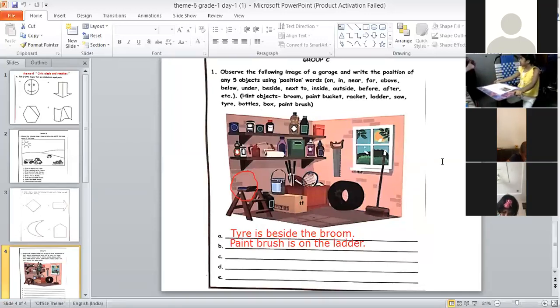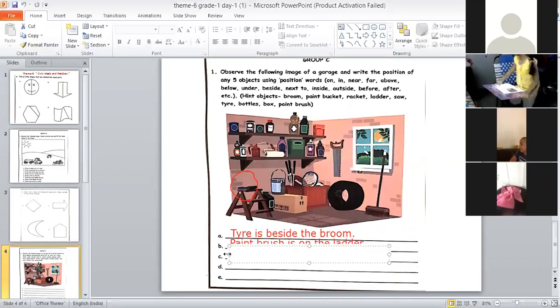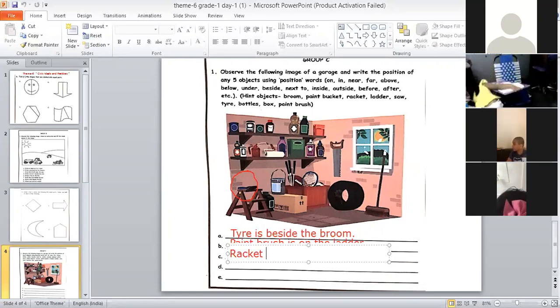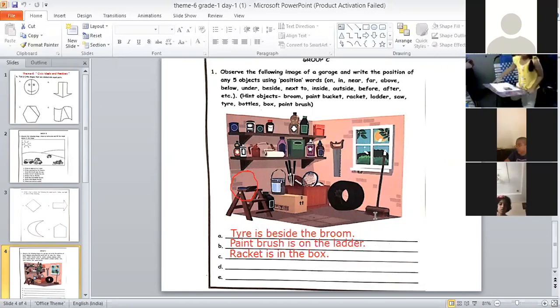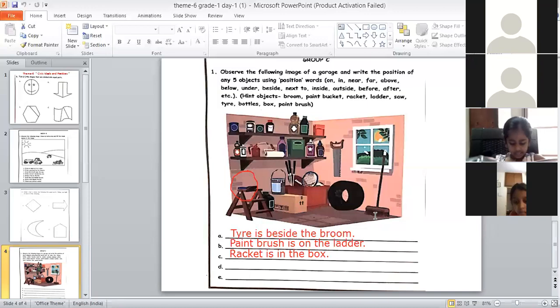Bhavashrit, where is the racket? Racket is in the box. Very good. So we can write here, racket is in the box or racket is inside the box. Both are correct. Very good, Bhavashrit. So we will write here, racket is in the box. Okay, that's correct.